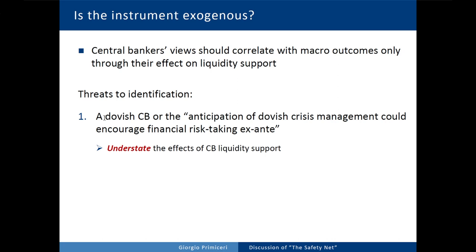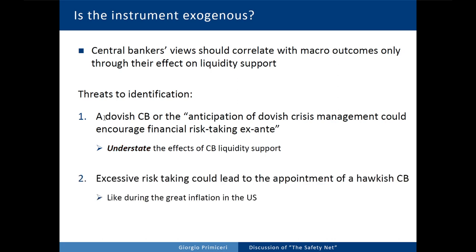So let me try to argue that there are other reasons to be a little bit concerned, and these other reasons might actually lead to overestimating the effect of central bank liquidity intervention. The idea that I would like to discuss is that excessive risk-taking today might actually lead to the appointment of a hawkish central banker. Maybe the people in charge or the markets realize that there is excessive risk-taking and there is the need of a central banker that tightens financial regulation. Now, if excessive risk-taking today leads both to a more likely appointment of a hawkish central bank and a more likely crisis tomorrow, you might actually overstate the effect of central bank liquidity support.